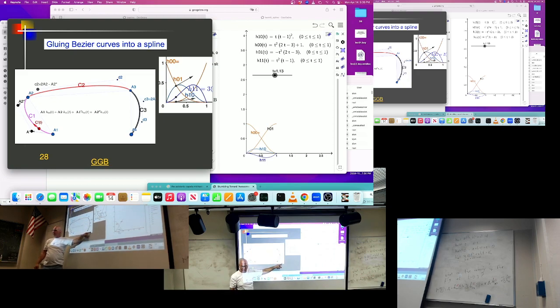Same goes for B-spline later. You're moving a control point. The changes you are making are only for 1, 2, 3, 4 control points, but do not propagate around the whole curve.